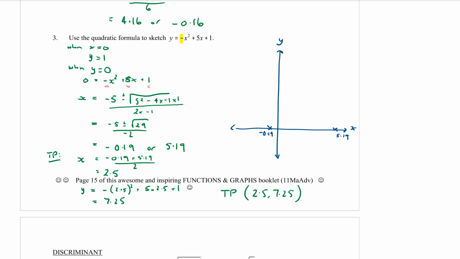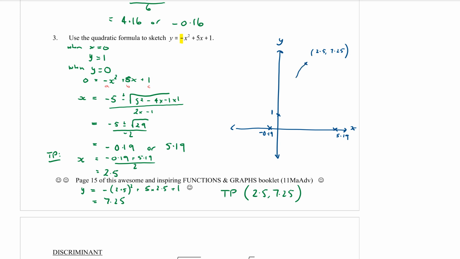My y-intercept was at 1. Let's put that there, 1. And my turning point, so I'm just literally reading off all my results as I go through here. My turning point is at 2.5, which I'm going to try and space in the middle. 2.5 up to 7.25, which would be really up high here somewhere. And let's label that 2.5, 7.25.